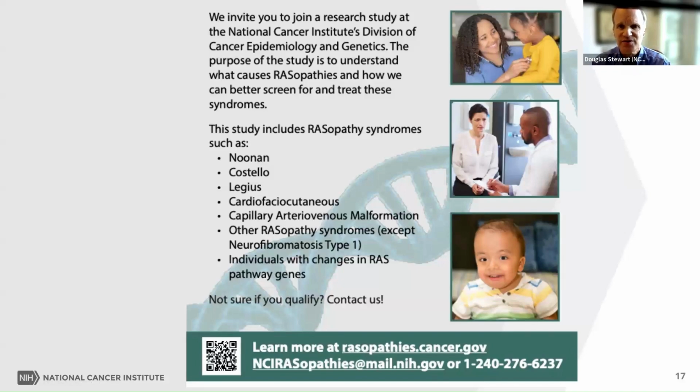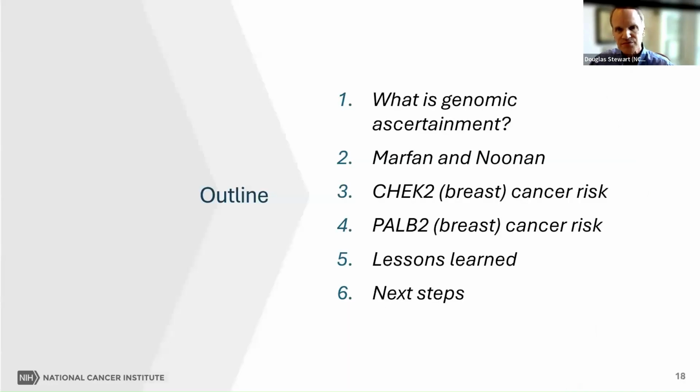So just a quick advertisement for our RASopathy study here at NCI. I'm the principal investigator, and you're welcome, if you have potential cases to refer, either with a clinical or a molecular diagnosis of a RASopathy, with the exception of NF1. There are lots of studies for NF1, not as many for the other non-NF1 RASopathies. You can use the email there, or you're welcome to email me, and I will get you connected.